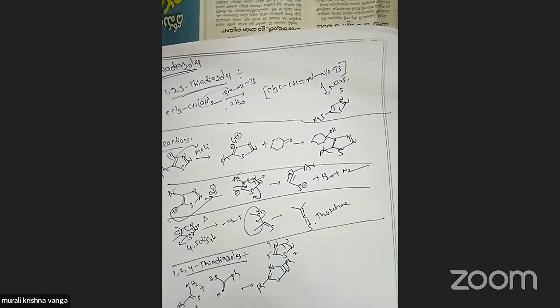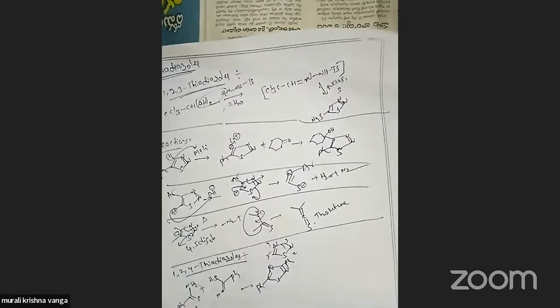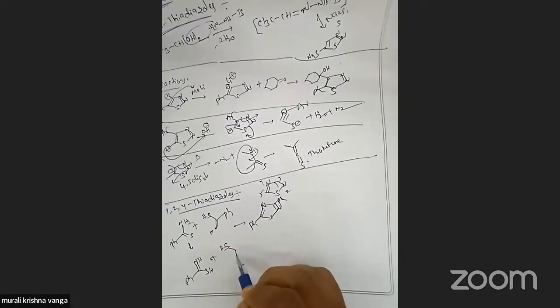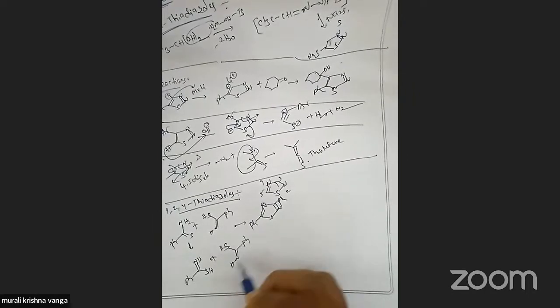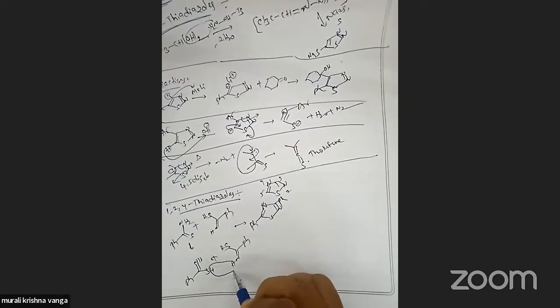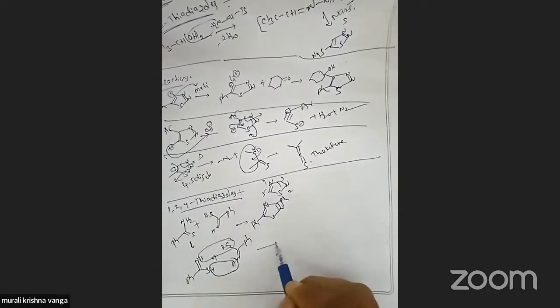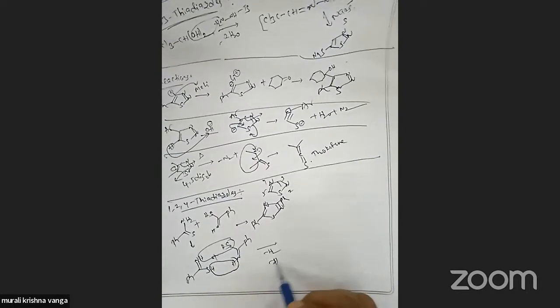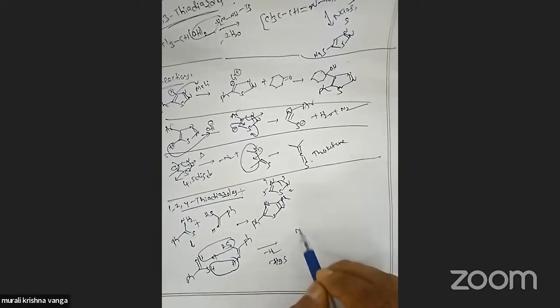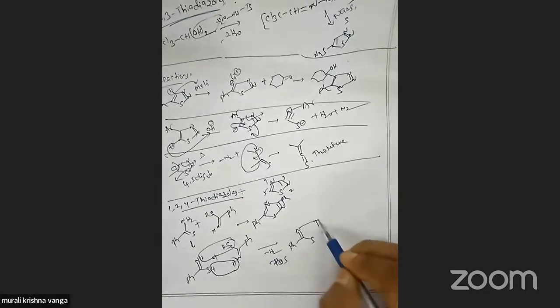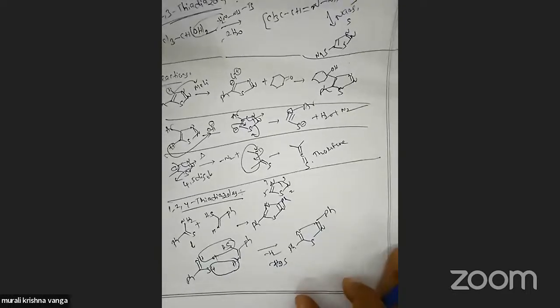Here, the mechanism: it involves tautomerism, SH, phenyl. Again, it is also involved in tautomerism. So it involves loss of H2S. The product is N double bond phenyl, sulfur, carbon, phenyl, and nitrogen. This is the mechanism involved.